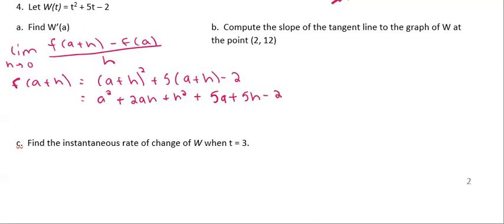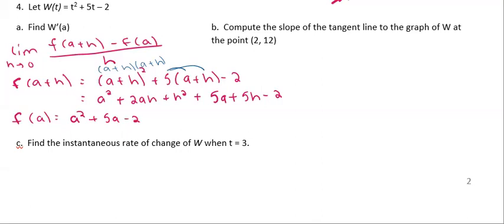So this is coming from a plus h times a plus h. So we'll have to FOIL that. A times a gives us a squared, a times h, and then h times a gives us 2ah. H times h gives us h squared. Distributing right here, 5 times a gives us 5a, 5 times h gives us 5h, and minus 2 tags along. So then the next thing that we need is f of a. And f of a means we take out the t and we put in our a's. So this will look like a squared plus 5a minus 2.